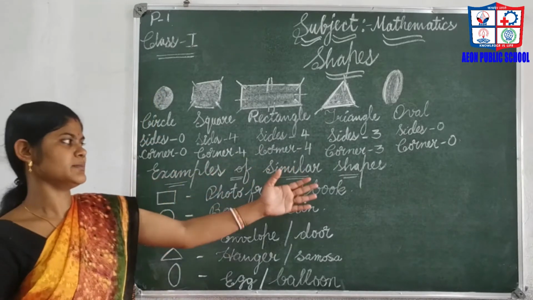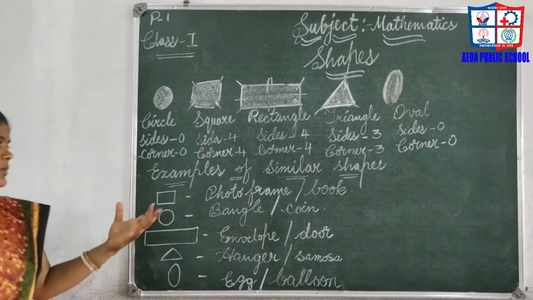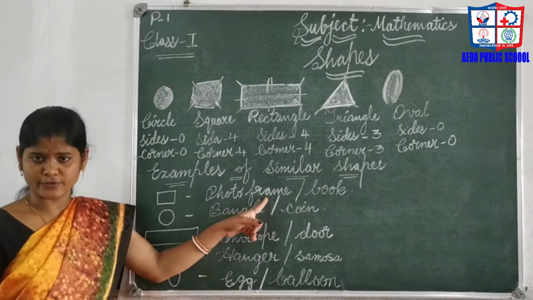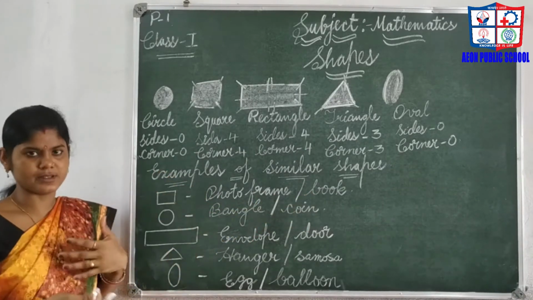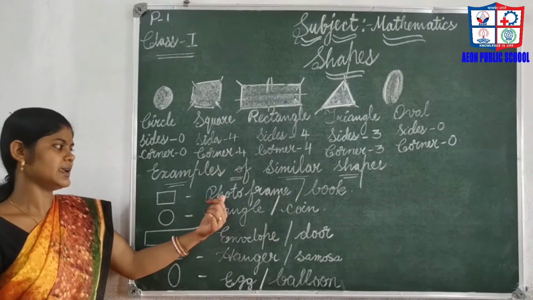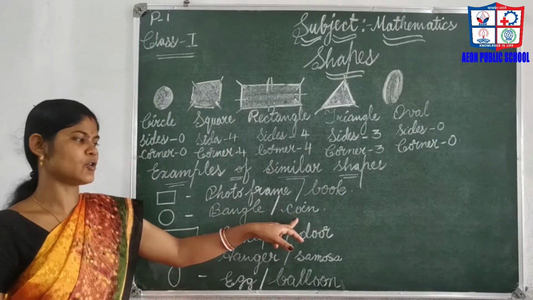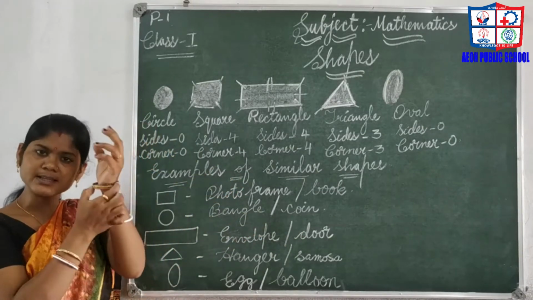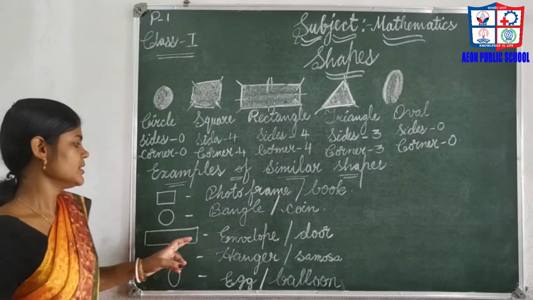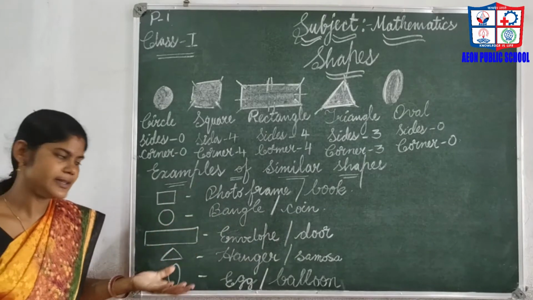Now, examples of similar shapes. These are shapes in our normal environment where we see them. Square: you can see the photo frame or book. Just a daily life example. The book is the shape of a rectangle and the photo frame is the shape of a square. Circle: bangle, coin. Bangle is a circle and coin is also a circle. Next is rectangle. Rectangle is envelope and door. Door is also a rectangle.